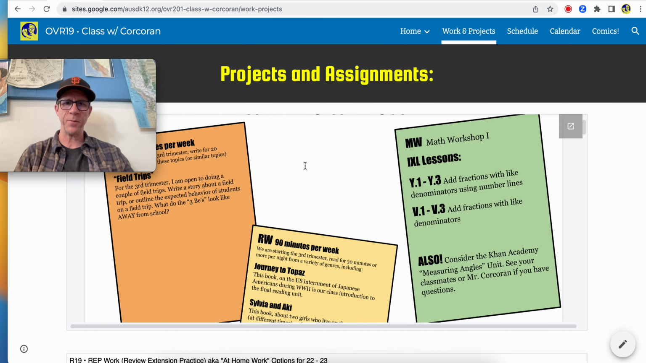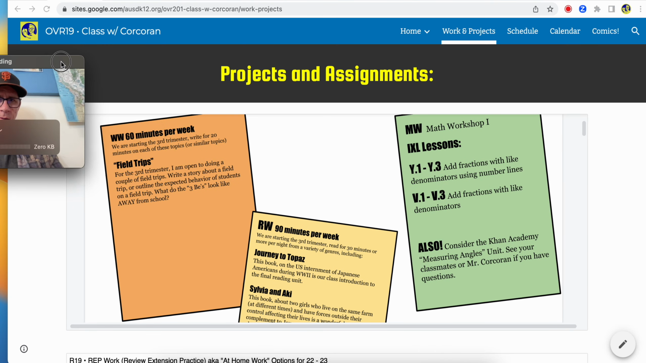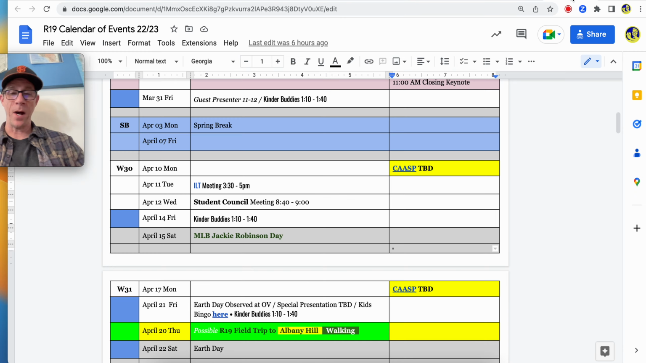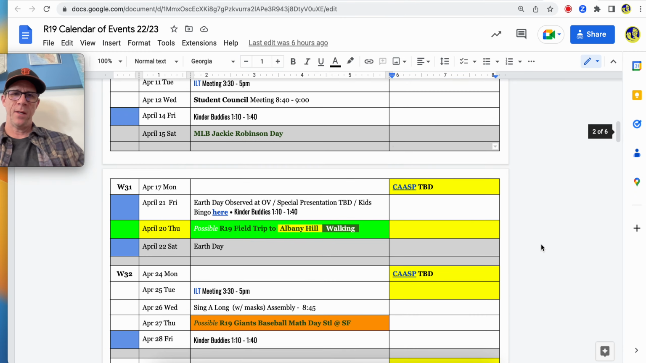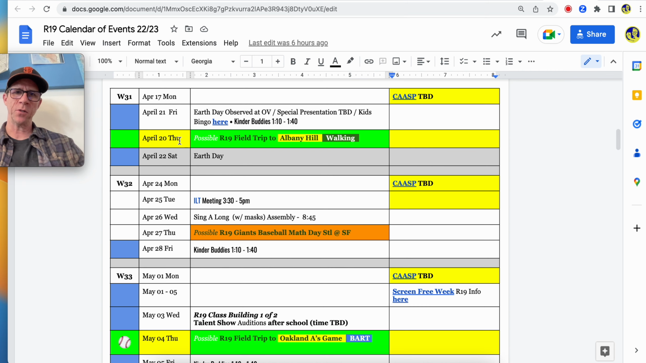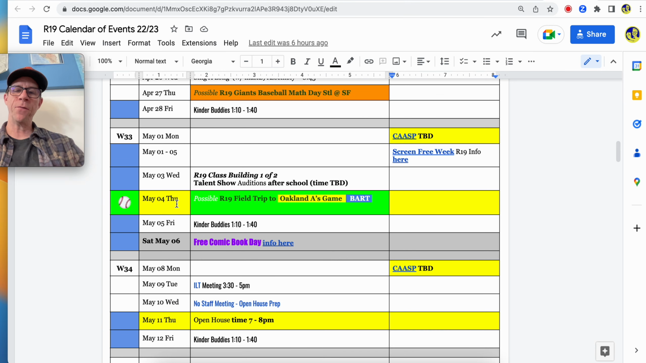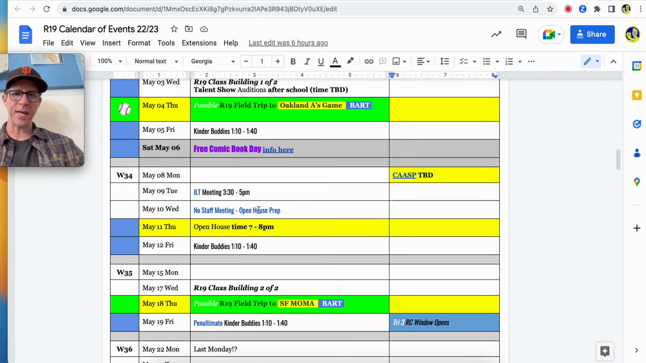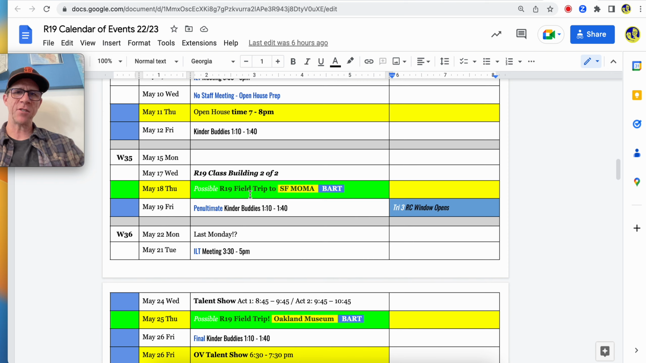Also, for our rep sheet this week, I wanted the class to write about field trips. We have a possible, at the most, field trip here, April 20th, where we walk up to Albany Hill. May 4th will be the Oakland A's, the free game at the Oakland A's stadium. That's a day game. And then the last two, again, this is a maybe, MoMA and the Oakland Museum.